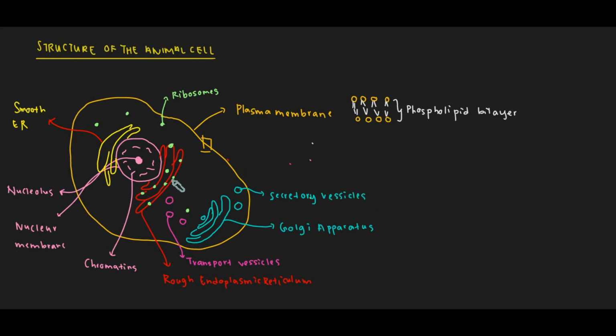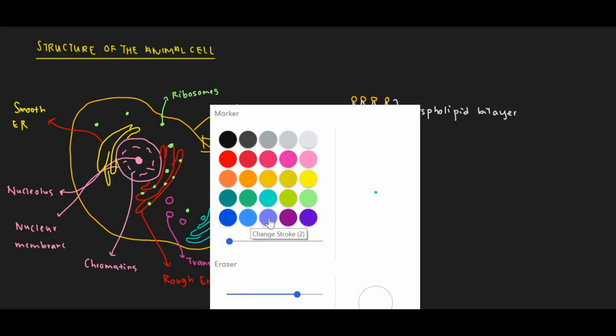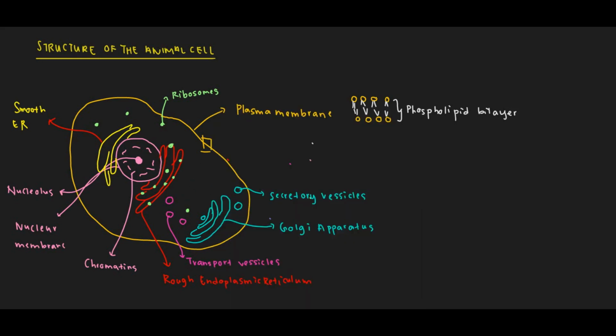The next structure that we are going to talk about is the mitochondria. So mitochondria looks like this. The mitochondria or mitochondrion is an oval or sausage-shaped organelle with a double membrane. The inner membrane is deeply folded, forming a series of projections called cristae.